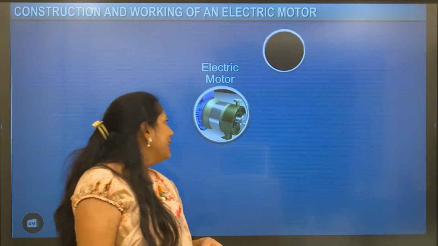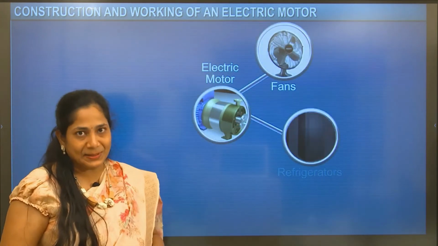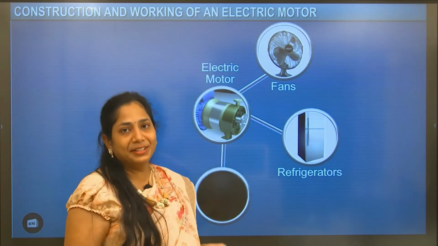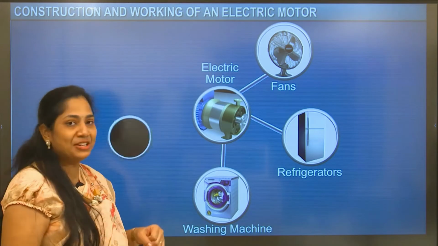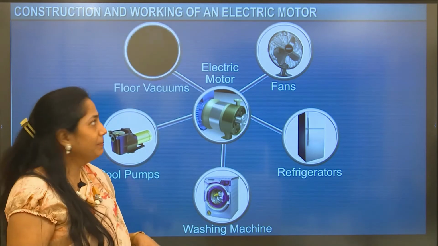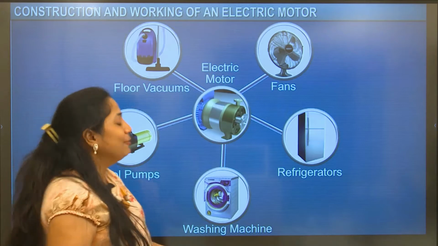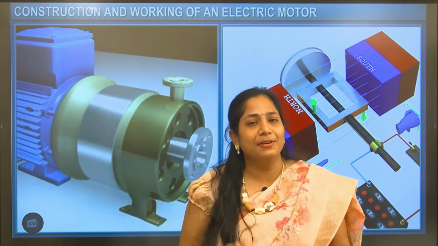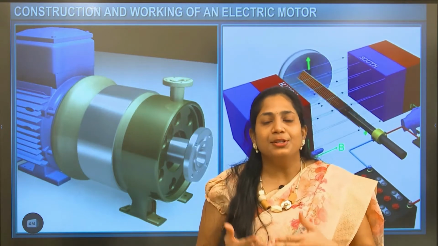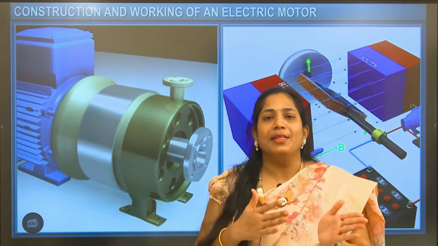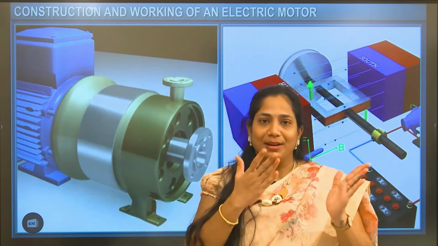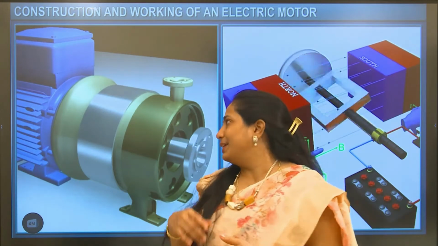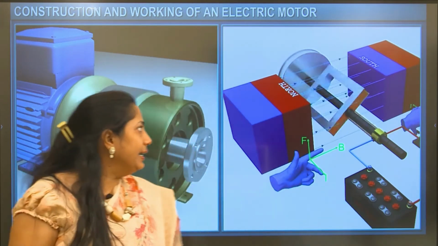Yes. So we can observe motors in fans, in refrigerators, in washing machines, in pool pumps, and in floor vacuums. So these are the different places where a motor has a different function and a different working. Each and every field is different, and the function of the motor differs from one application to the other. So here we get into it in detail.